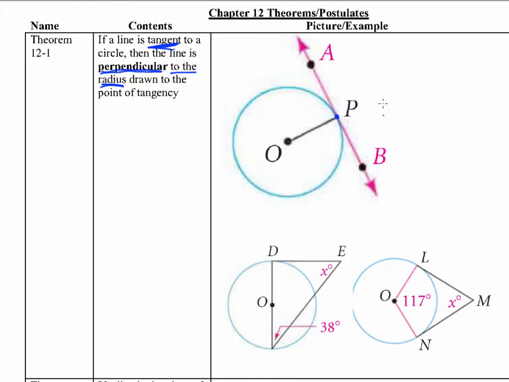So in other words, if we have this tangent line right here, we can say that it is going to be perpendicular to this radius. So the tangent line and the radius are going to be forming 90 degrees. Okay? We can use that. I forgot to write in here, but let's say we're trying to solve for x.